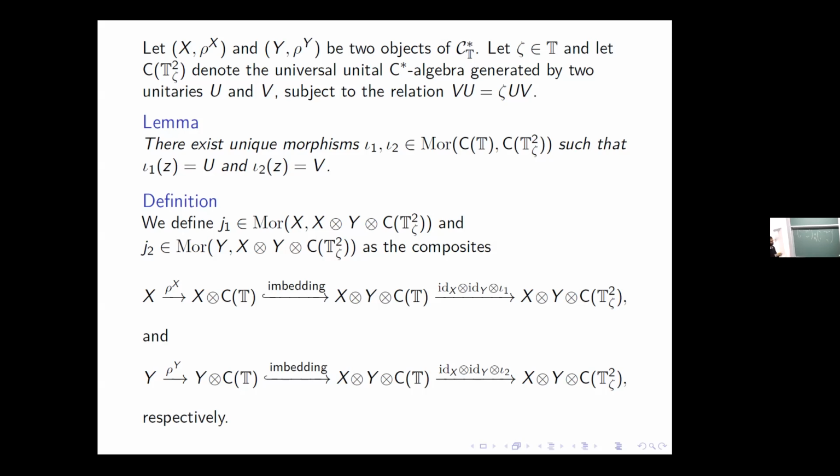So J1 is defined as you first apply the coaction, and inside X tensor C of T, you embed it inside the tensor product X times Y times C of T, and then you apply the morphism I1 on C of T and land inside C of the torus. This is J1, and J2 is similarly defined. So we'll see in a moment why we need this stuff. So again, for J1 and J2, you apply the coaction, embed it, and then apply the morphism I1 and I2 correspondingly. You get J1 and J2.